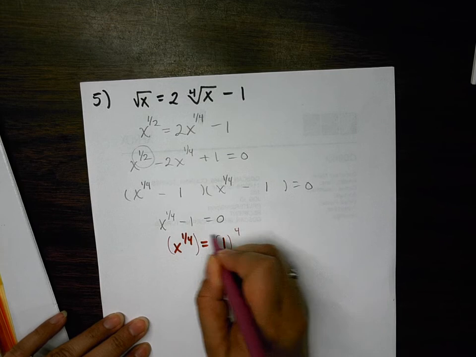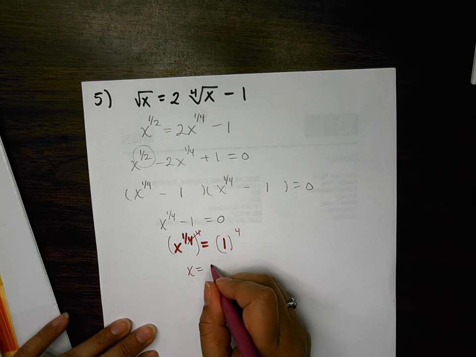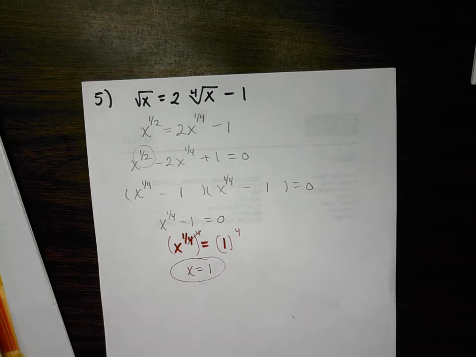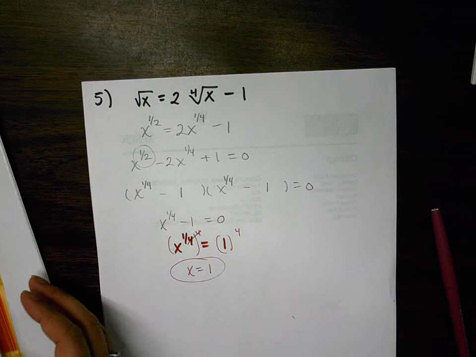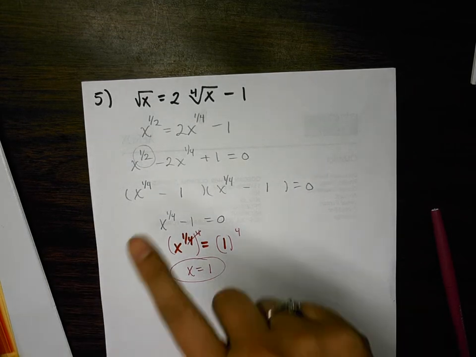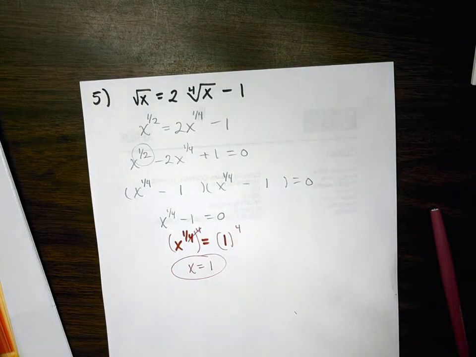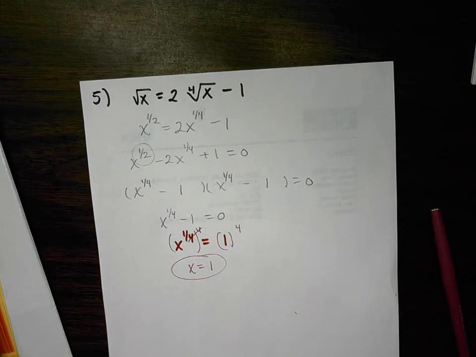What do I do to both sides? I raise both sides to what power? To the 4th. And 1/4 and 4 cross out. 1 to the 4th, what's my final answer? 1. x equals 1. Do you have to check them? Not when there are different ones like 1/2 and 1/4. When they're all square roots or they're all 4th roots, those are the ones you have to go back and check. Got it? Questions on number 5?